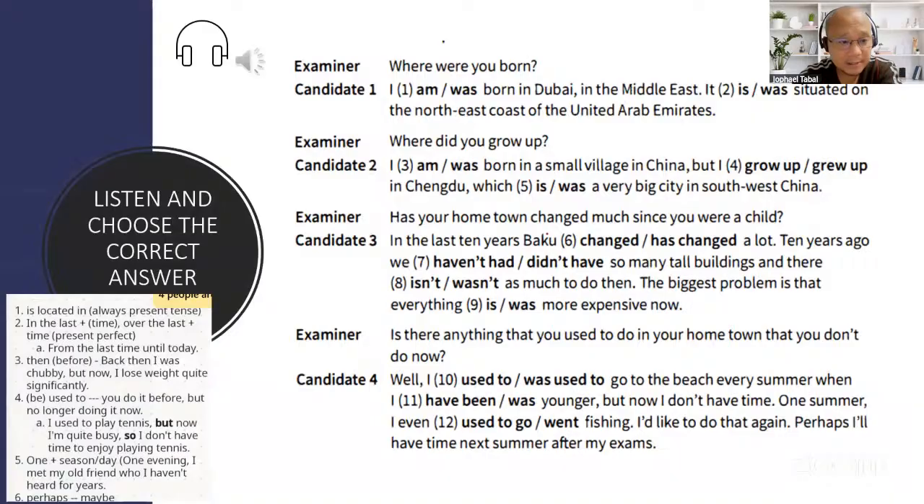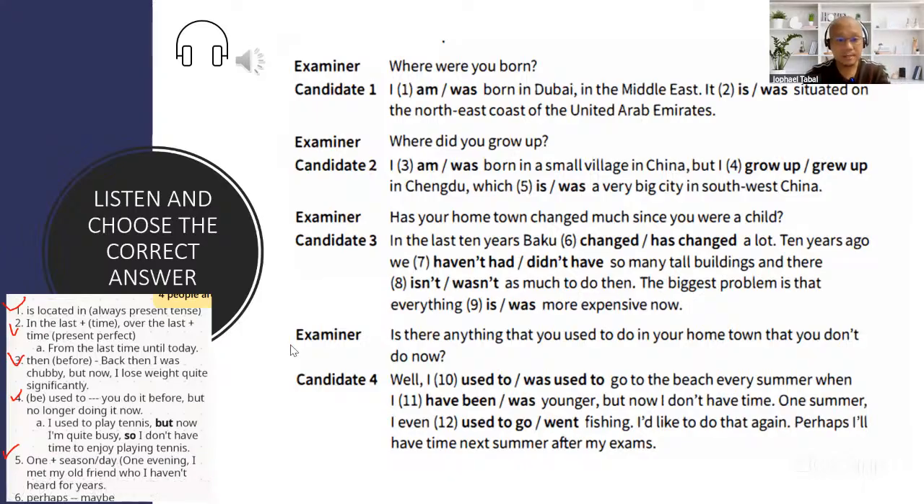Now let's practice. I want you to listen and encircle the correct form of the verb. So we have your new vocabs, everyone. We have "is located", "in the last" plus time, then, which means before, "be used to" for the past, "one" plus season, so one evening, one summer, one morning, one afternoon, and "perhaps", which here means maybe.